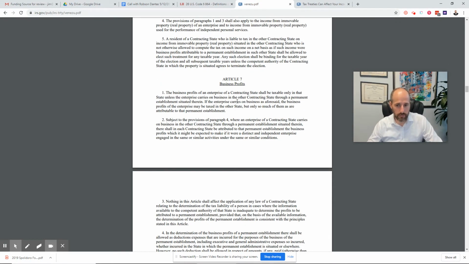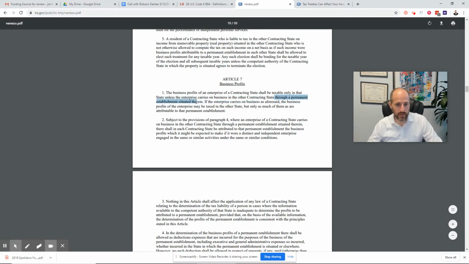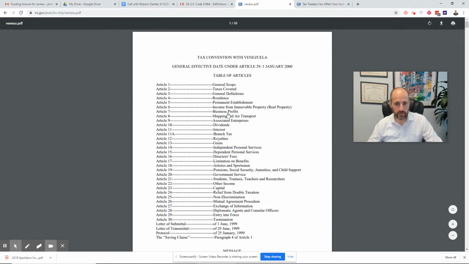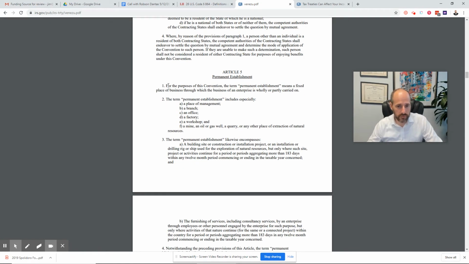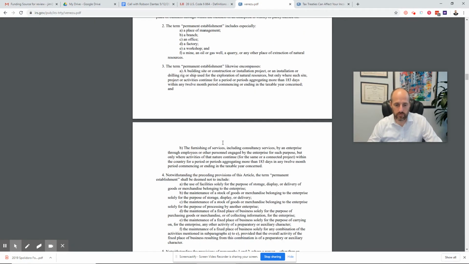So we read here, the biggest thing is through a permanent establishment situated therein. So lucky for us, Article 5 is permanent establishment. So they'll tell us exactly what it is. For the purposes of this convention, the term permanent establishment means a fixed place of business through which the business of an enterprise is wholly or partly carried on. It especially includes the place of management, a branch, an office, a factory, a workshop, a mine, a gas well, or a quarry. The term permanent establishment likewise encompasses a building site or construction. A lot of it has to do with physical presence. And if there's any inventory or assets in a country, then that would be permanent establishment.